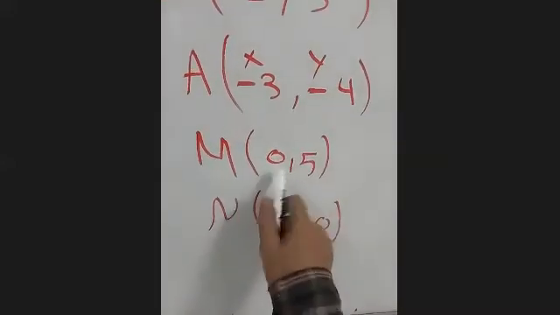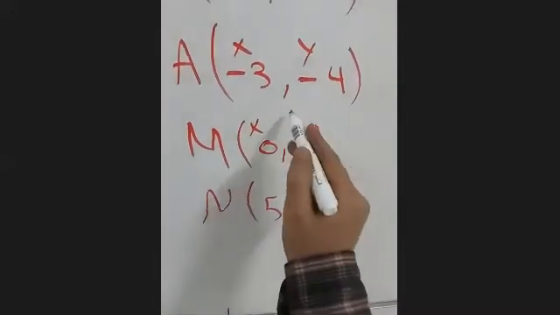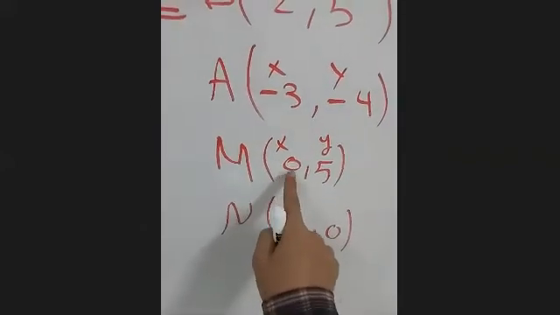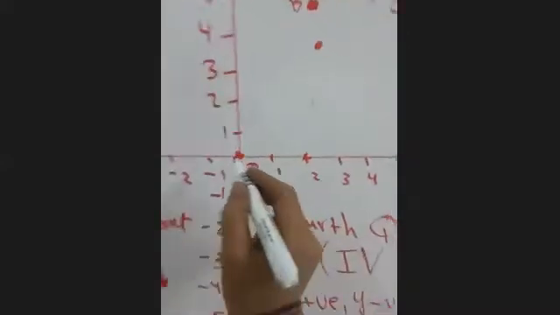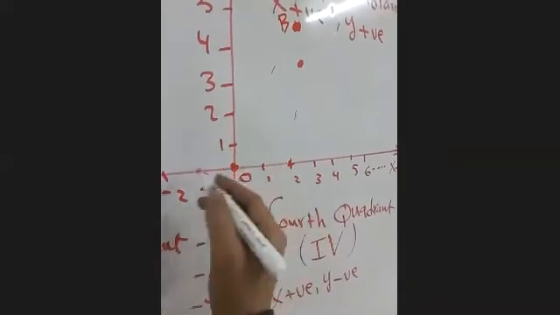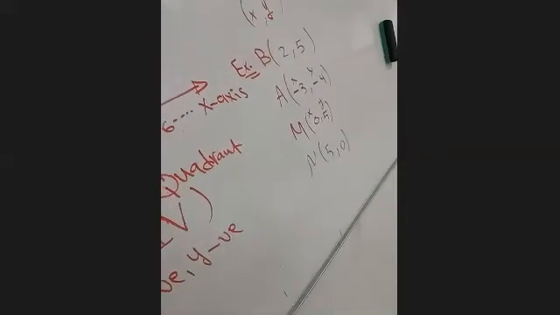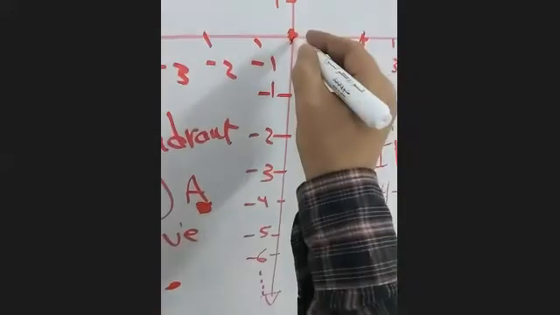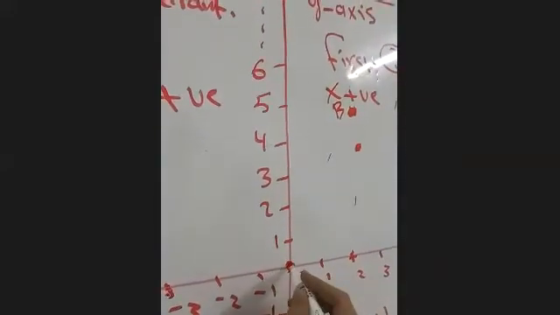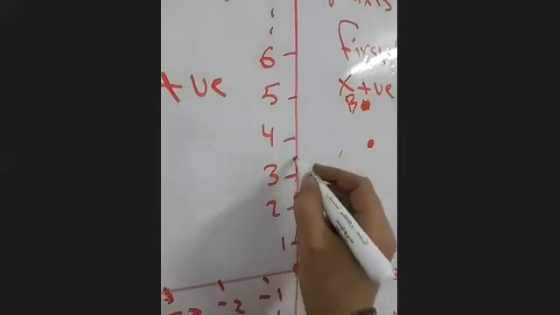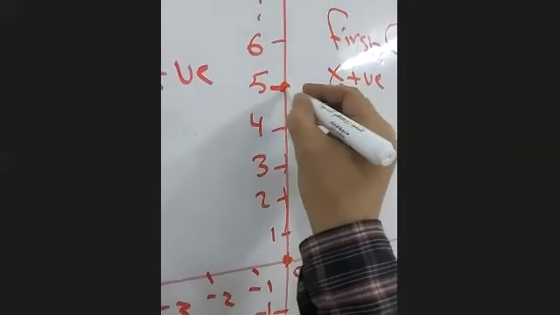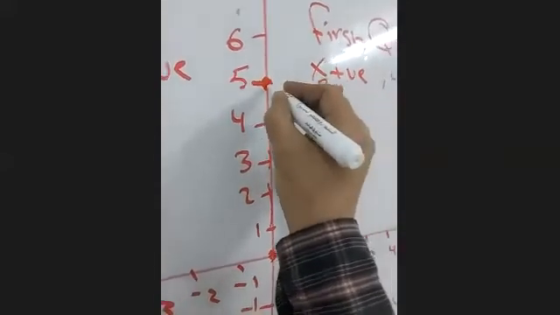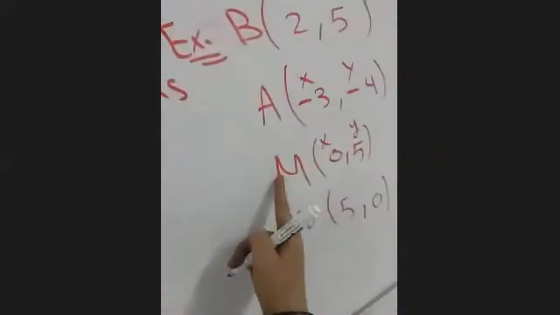What's x? x is 0. What's y? y is 5. So I will go from 0 in x until I get 5 in y. Where is the 0 in x? This is 0 in x. No left, no right. 0 is in the middle. And I will go to the 5. Is 5 up or down? 5 is up. So from 0, I will go on the same line until I get the 5, and I put my point here. Now, what's the name of this point? M. So I'll write M.